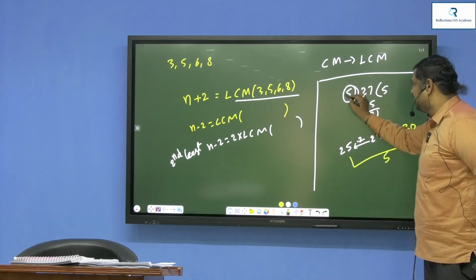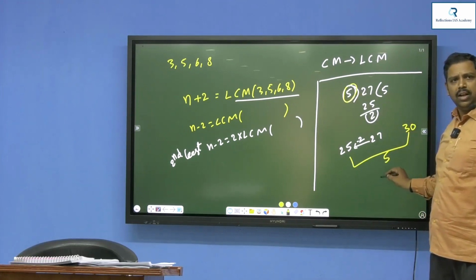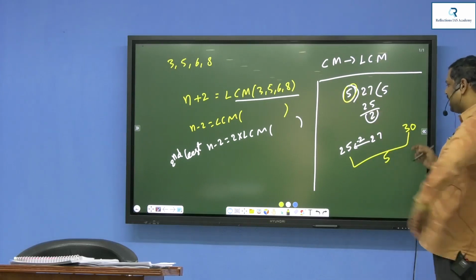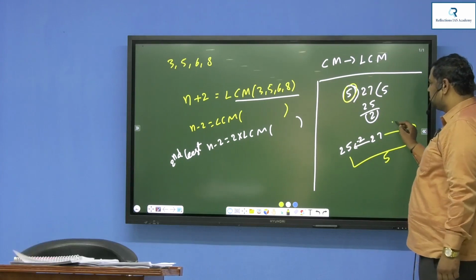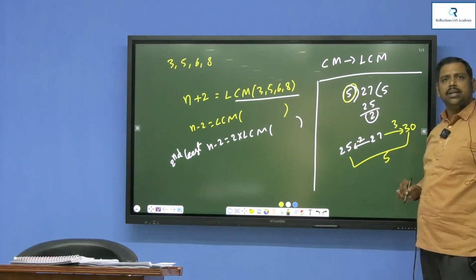That is nothing but the divisor. Okay, this gap is 5. This gap is 2. Can I say this gap is 3? This gap is 3. Okay.